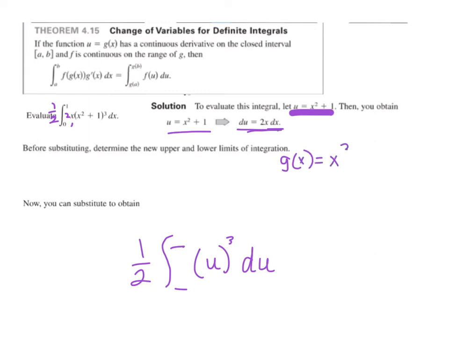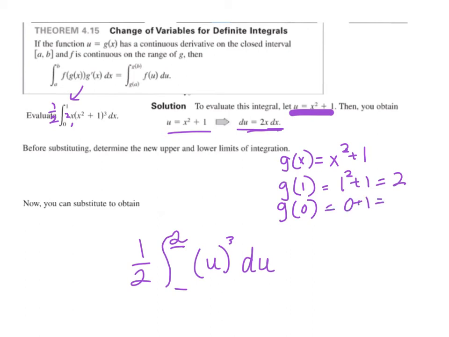So that's going to be x squared plus 1. Then I want to put in 1, which is the upper limit. So this would be 1 squared plus 1, which is 2. And so that new limit of integration is going to be 2. And then if I do g of 0, I'm going to get 0 squared plus 1, which is just 1. So I'm going to evaluate the U substitution from 1 to 2.